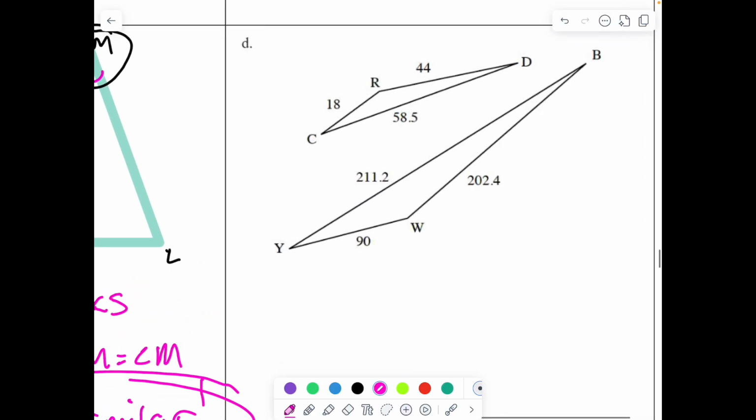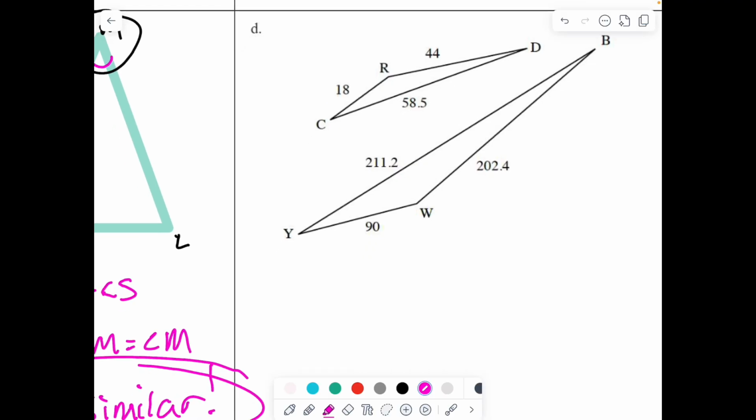All right, this triangle looks like it could be a possibility for side-side-side similarity, but we just have to make sure. We have to be careful with which sides correspond to which here.